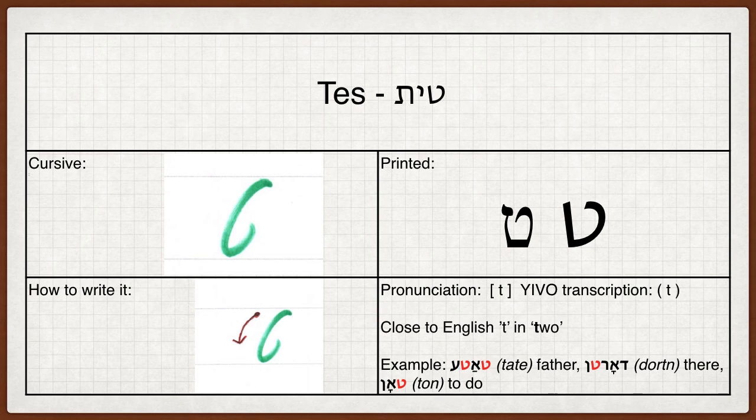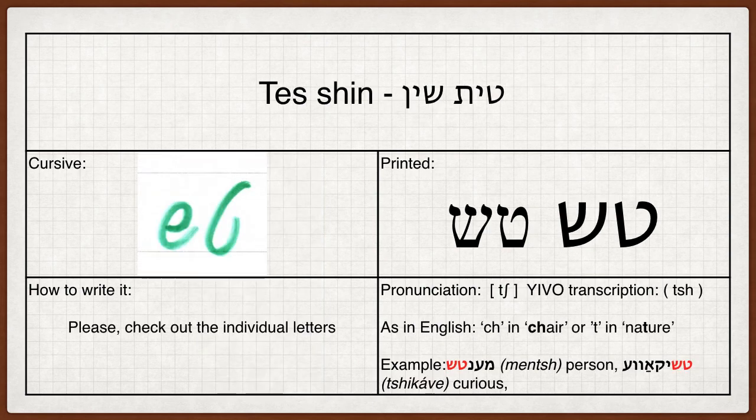Ton, to do. Moving on to tes-shin, another letter combination containing tes and shin, and together they make the sound ch, just like in the English word chair or nature. Our examples are mensch, meaning person, and ciekawe, meaning curious.